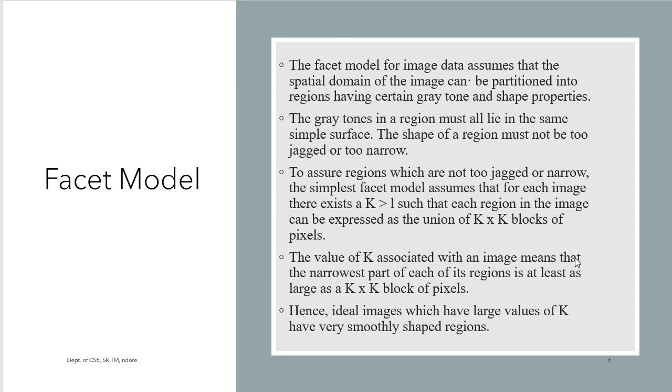The value of k associated with an image means that the narrowest part of each of its regions is at least as large as a k cross k gray block of pixels. So ideal images which have a larger value of k have very smoothly shaped regions. If the ideal image has larger values of k, then the shape of the object is clearly visible, or they have a smoothly shaped region.